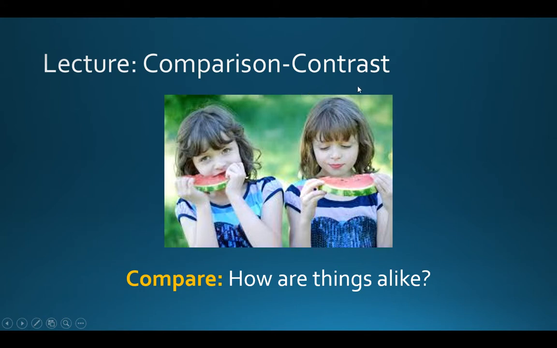Now, contrast is how things would be different. So if we look at the same picture, one has their eyes open, one has their eyes closed, or at least they're looking down. If you look at their dresses, they're a little different as far as their colors go.